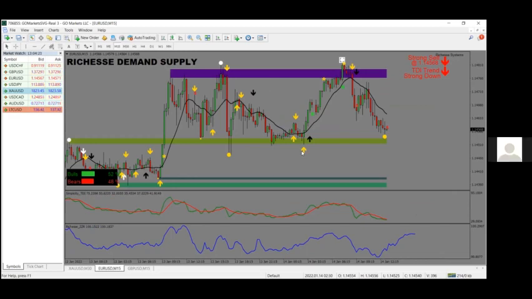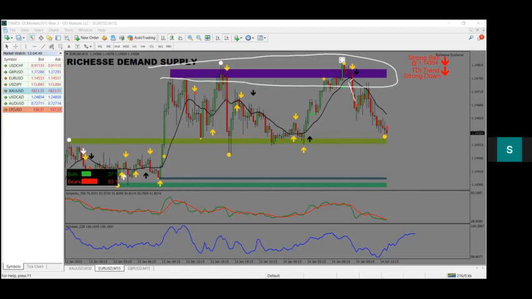Okay. You can see how beautifully this zone worked. On your system, you can check on others also, because I can't switch with no charts. It's hanging. See, this was a supply zone, and see how beautifully the price has gone there.